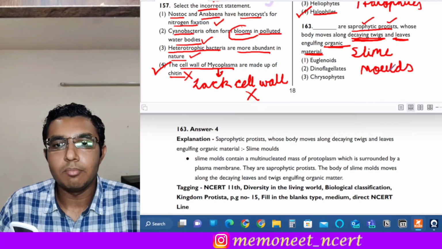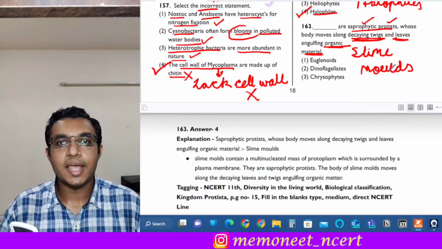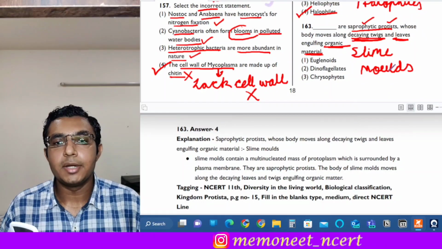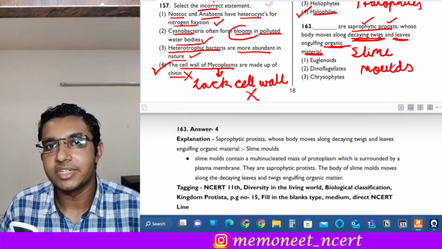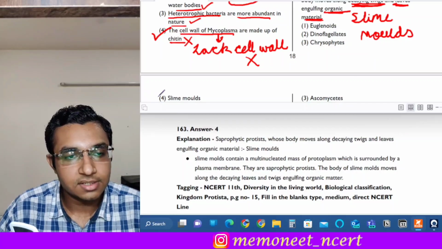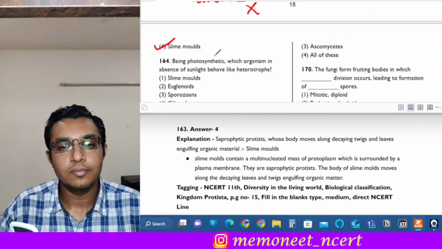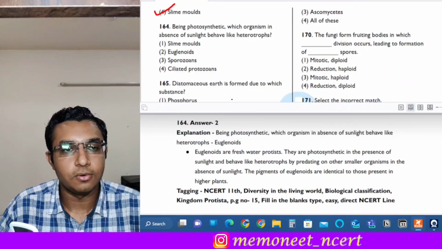So the slime molds are organisms which belong to the kingdom Protista, and they are saprophytic in nature. It moves along the decaying twigs and leaves and it engulfs the organic material. So the correct answer to this question will be option 4, that is the slime molds. Now we move on to the next question, question number 164.